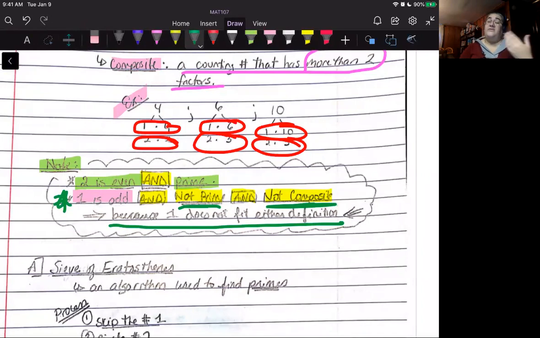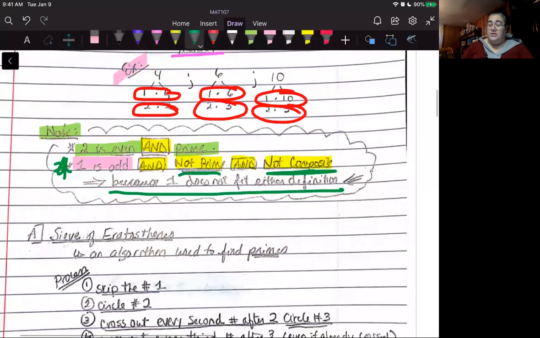So because it cannot fulfill the definition of a prime number, the number 1 cannot be considered prime. And because it cannot fulfill the definition of a composite number, the number 1 cannot be considered a composite number. It stands alone by itself as an exception to both. But all other counting numbers will either fall under prime or under composite. Now let's talk about how we can make that determination.